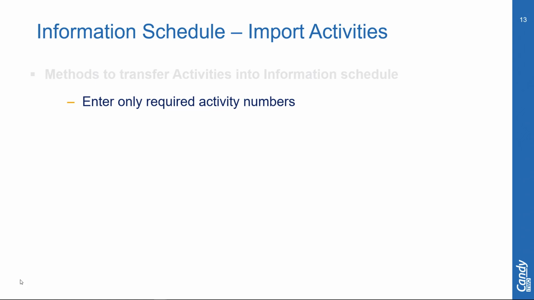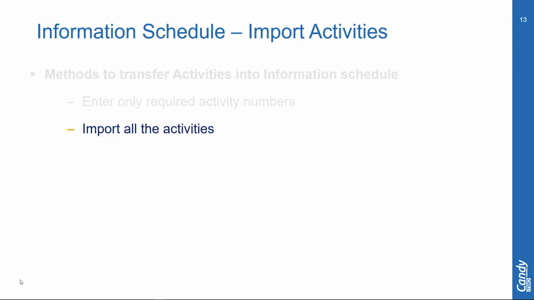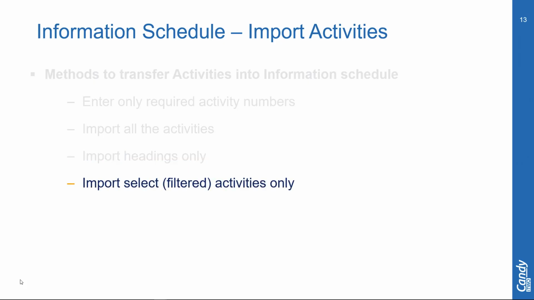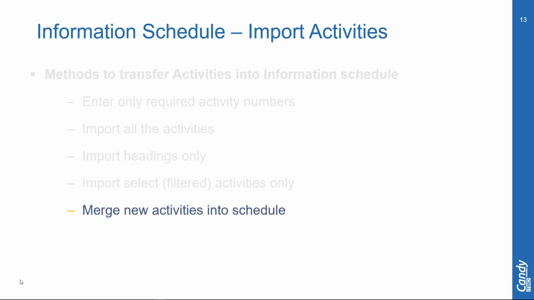You will enter only the required activity numbers as one method, or you can import all the activities like you did with the long leads, or you can import the headings only like you did with the long leads, or you can import the selected filtered activities only like you did with the long leads, and you can also merge new activities into the information schedule as you did with the long leads.